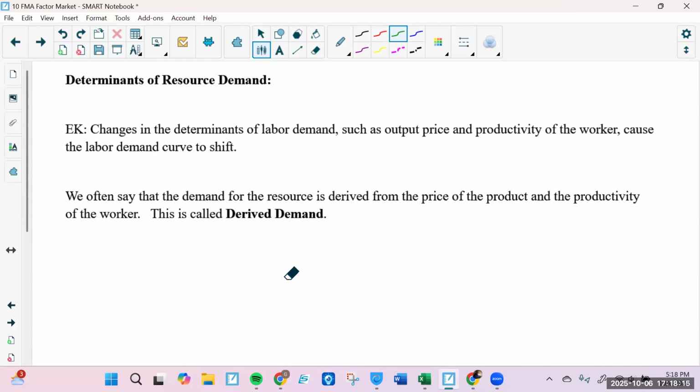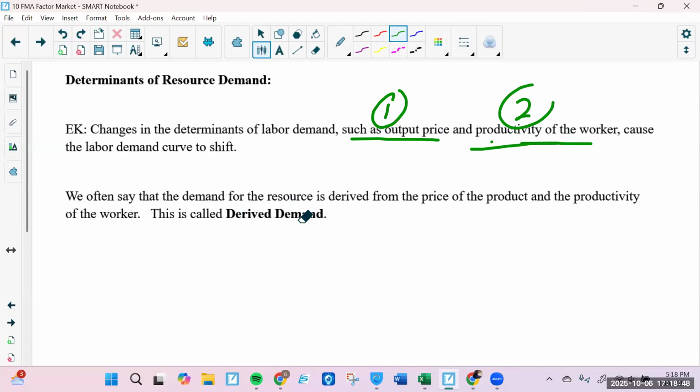We always teach you curves, and then the first thing we do is we shift it. So now we're going to shift the MRP because the demand for labor can change. There are 2 things that affect the demand for labor. First is the price of the product in the product market, and the second is the productivity of the worker. Okay, so the price of the product and how productive the worker is will affect the demand for that worker, the demand for labor.